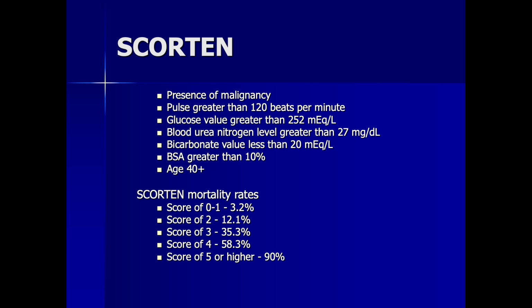It's possible to predict mortality by determining what's called the SCORTEN score. So if an individual's got an underlying malignancy, they've got a tachycardia, they've got stress-induced diabetes, they've got renal impairment, they're acidotic, with more than 10% of the body area being blistered, and they're over 40, all of these give one score each. So a score of 0 to 1, relatively low mortality; score of 5, 90% mortality from this attack.